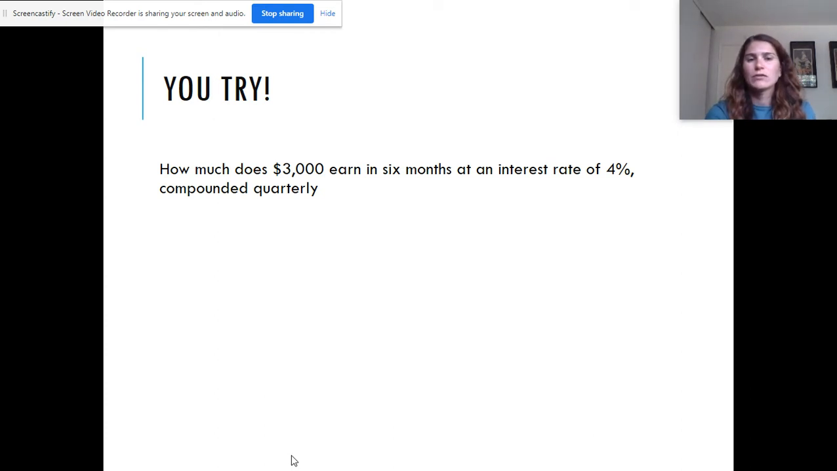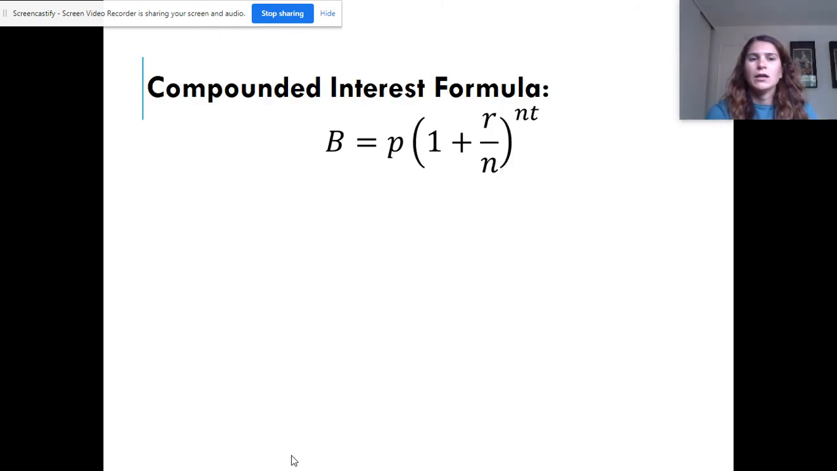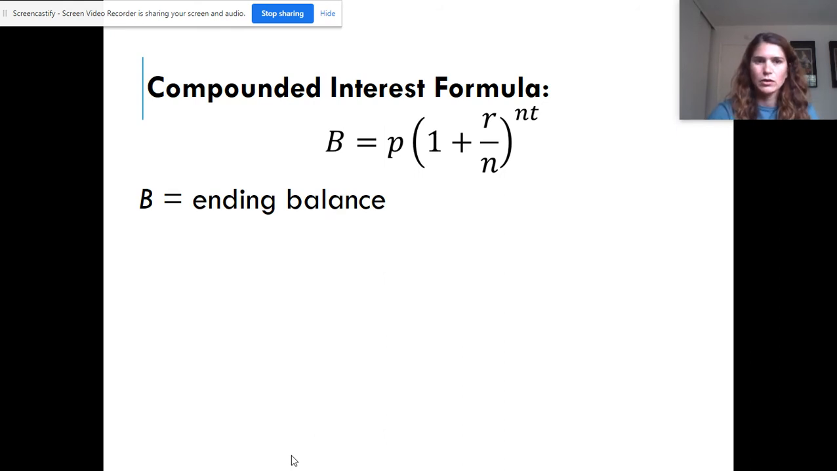So how much does $3,000 earn in 6 months at an interest rate of 4% compounded quarterly? Your compound interest formula, we are going to be using... let's actually go back here. So I want to go over, go ahead and write down your compound interest formula. B equals P times (1 plus R divided by N), close your parentheses, to the NT power.